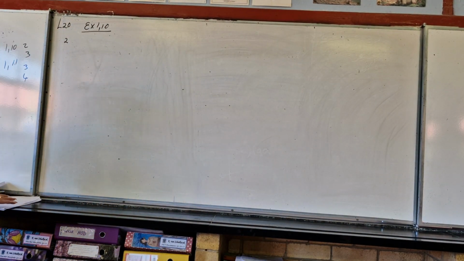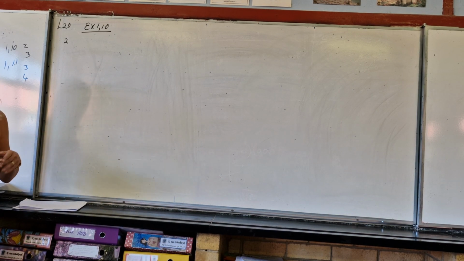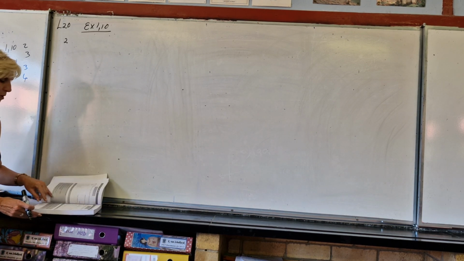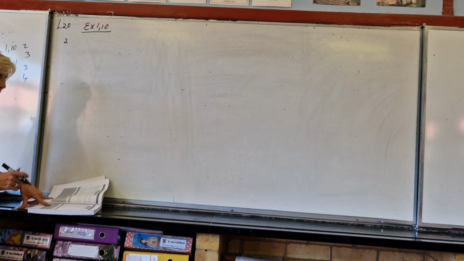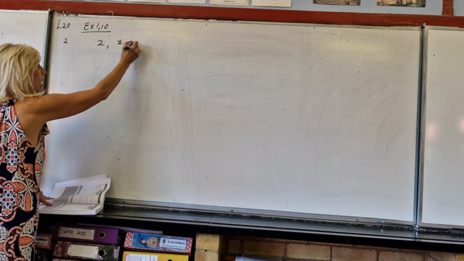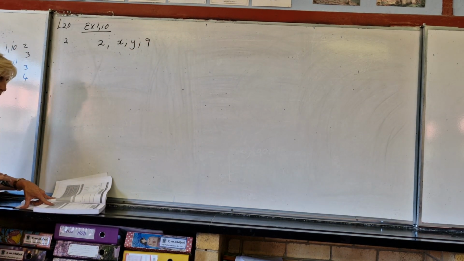Okay, we are finishing up with sequences and series with number patterns. Remember they fall under number patterns. With exercise 1.10, number 2C. The last three terms of the series, and then they give the series as 2, x, y, and 9. And they say the last three terms form a geometric series, while the first three terms form an arithmetic series.